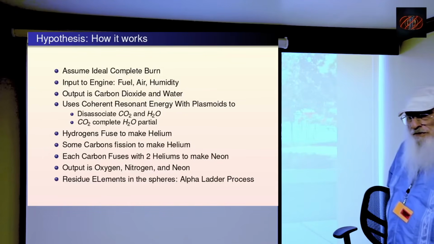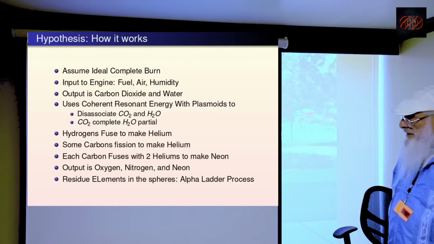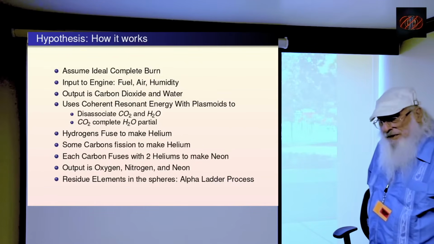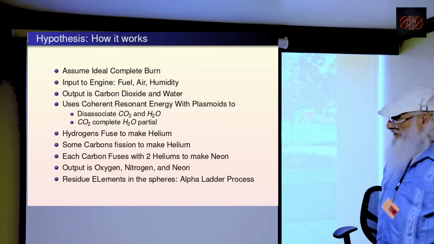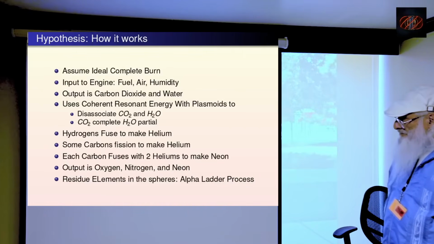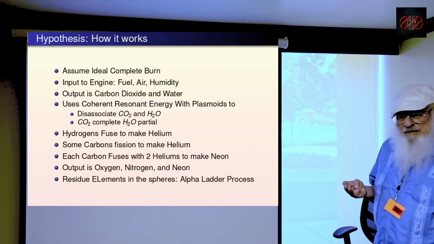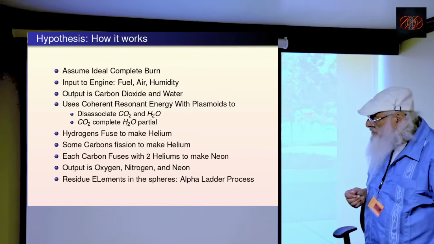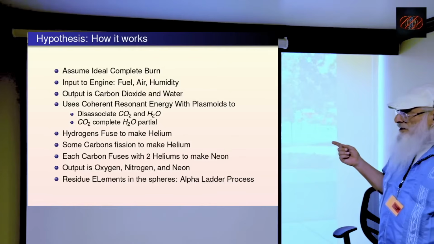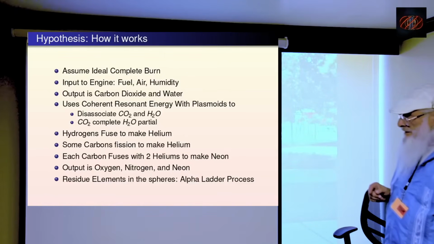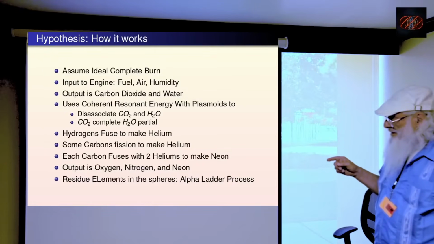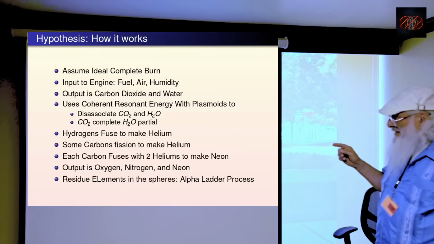The hydrogens fuse to make helium. Some carbons are put into a fission process to make helium. 3 heliums make a carbon. Each carbon fuses with 2 heliums to make a neon. So the output is oxygen, nitrogen, and neon.